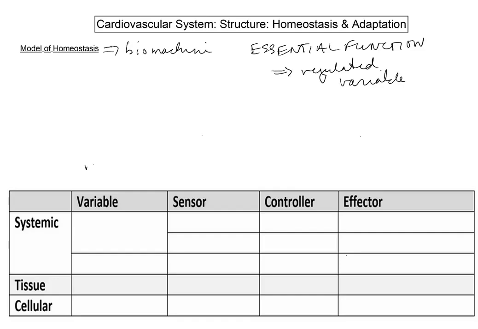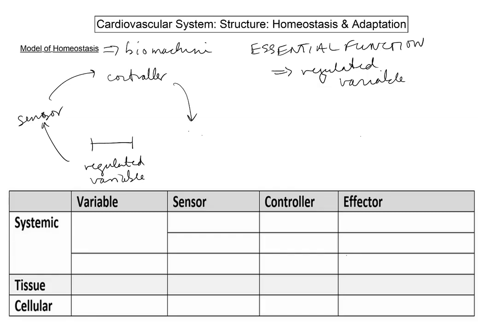So as a general model, we can see that a regulated variable has to be kept within a dynamic range which allows for optimal function. And this regulated variable has to be monitored by a sensor, which in turn reports to a controlling cell, which has an effector mechanism for maintaining that regulated variable within its optimal dynamic range.